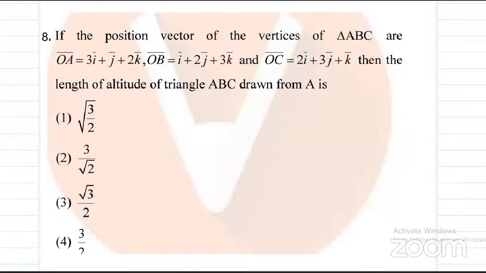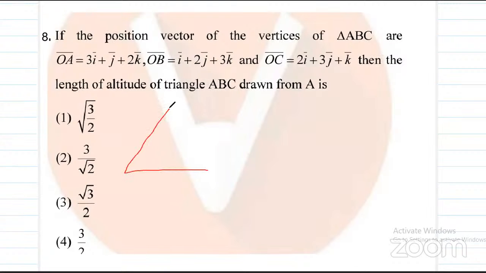Clear now? Shall I move to the next one? So the next question is here. Have you tried this question? This is the vector question. The position vectors of the vertices have been given as OA vector, OB vector, OC vector. Then the altitude of triangle ABC drawn from A is how much? What is the length of the altitude?